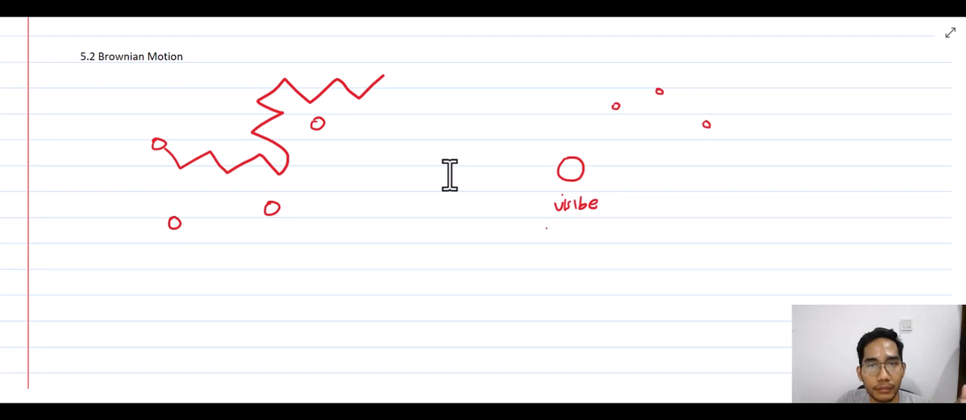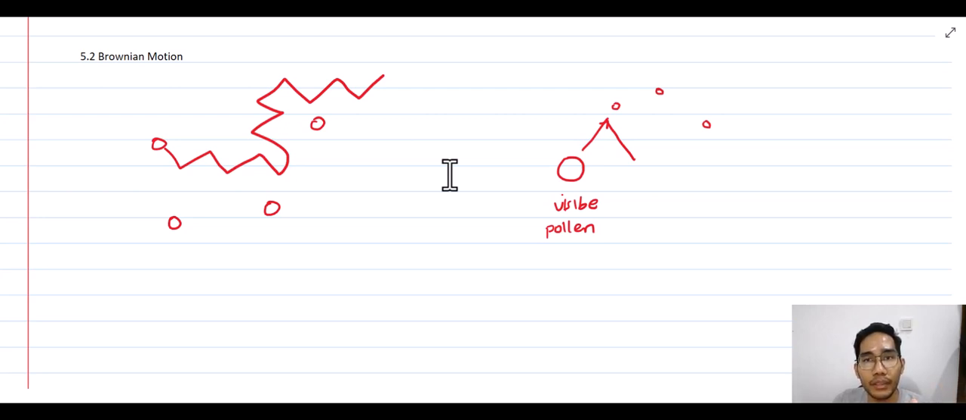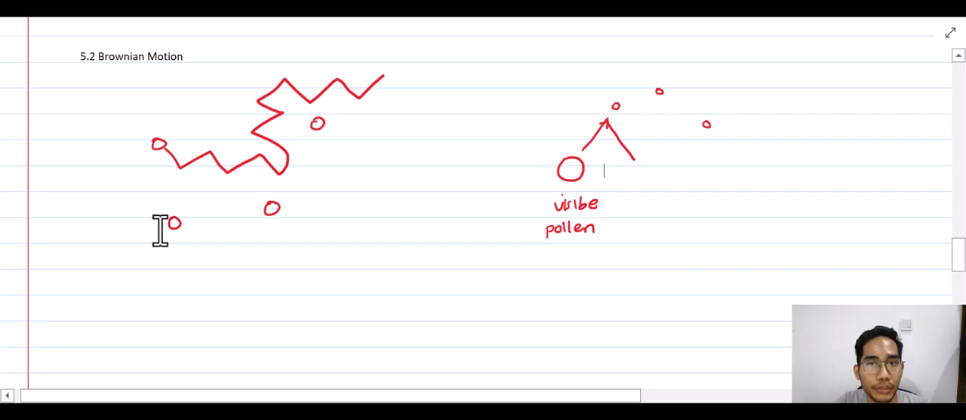For example, this is the pollen particle. Because it moves, it will collide with the gas particles, right? And because they are colliding with each other, the pollen or the visible particle will be bounced off like that. Now that creates the zigzaggy pattern. This happens again and again and again, and that creates this zigzaggy motion, which is called the Brownian motion. So that is the Brownian motion.